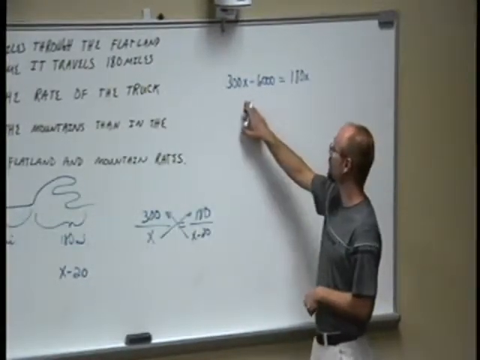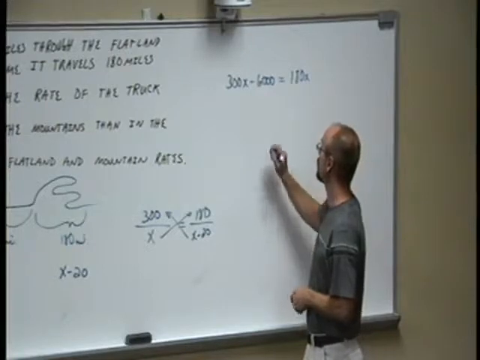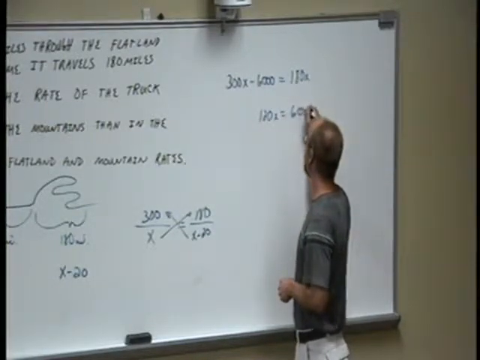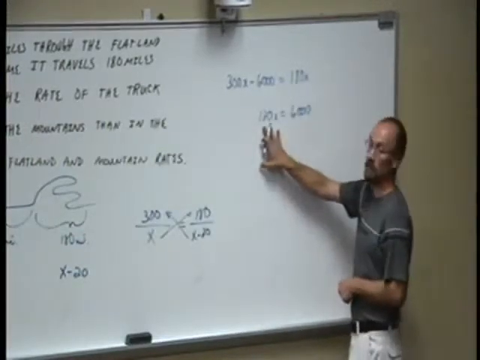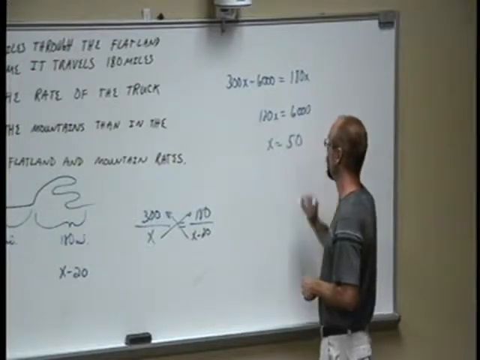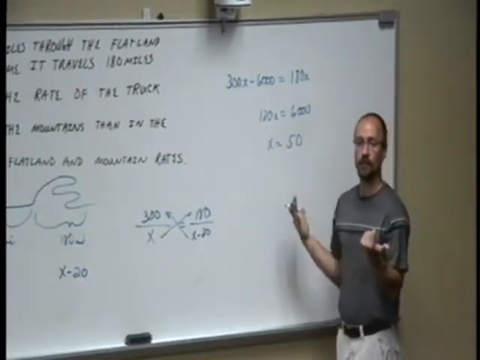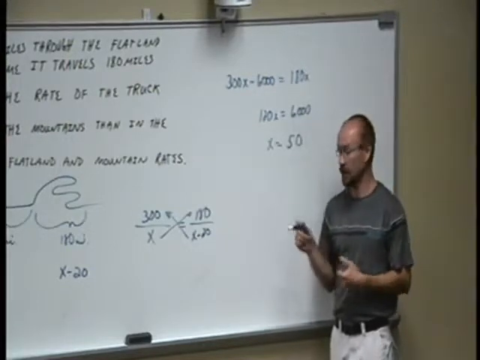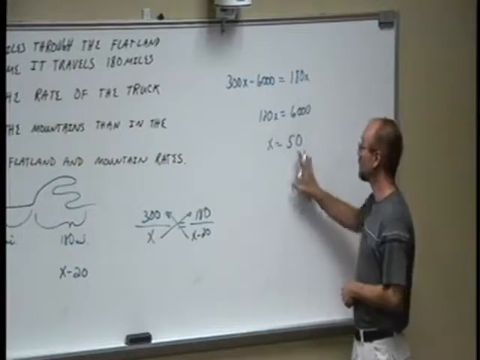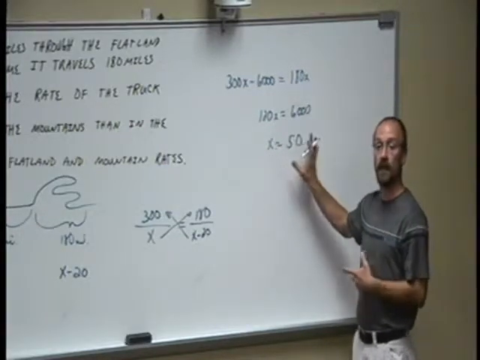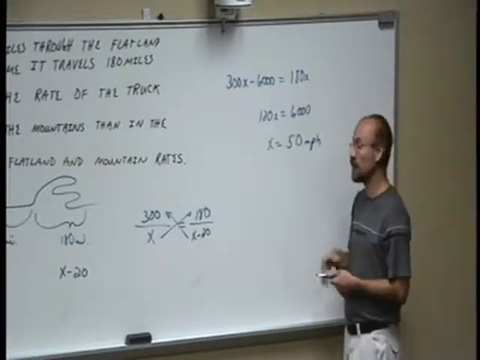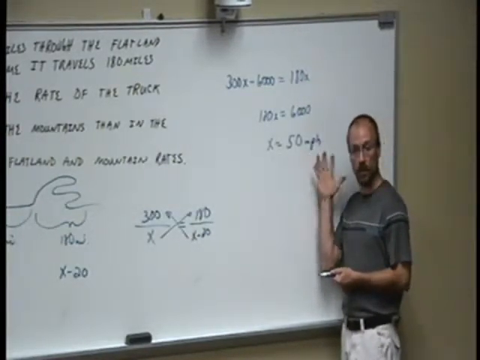I'm going to subtract 180x from both sides and add 6,000, and that's going to give me 120x equals 6,000, and then I'm going to divide both sides by 120, and x equals 50. 50 what? Remember, when it comes to application problems, units are crucial. While x was a rate, our rate is in miles per hour, and we can abbreviate in this case. We could take it further and say 50 miles per hour in the flatland.